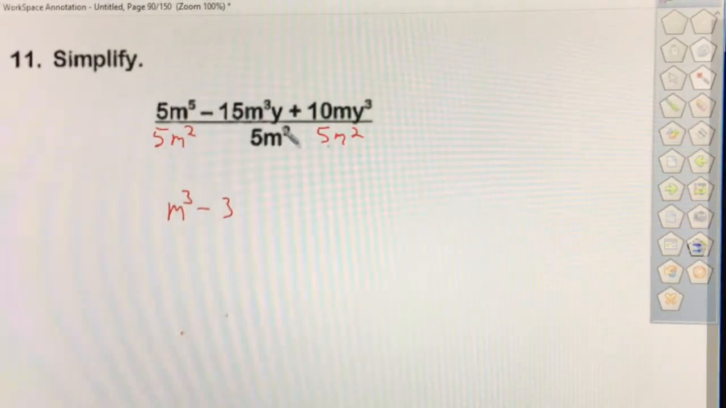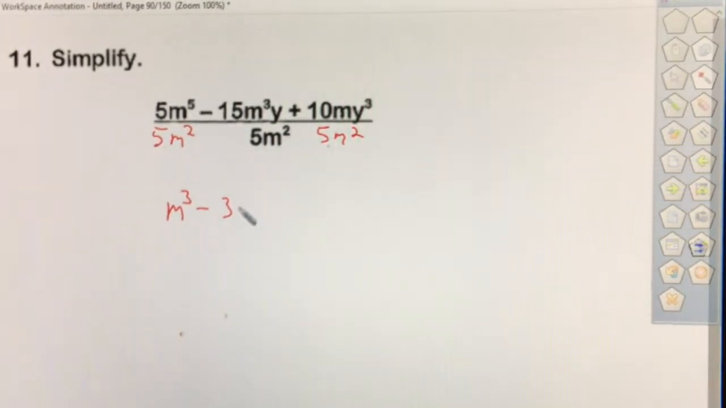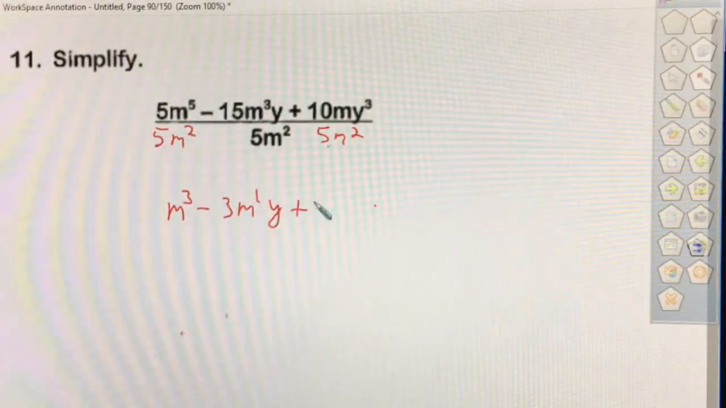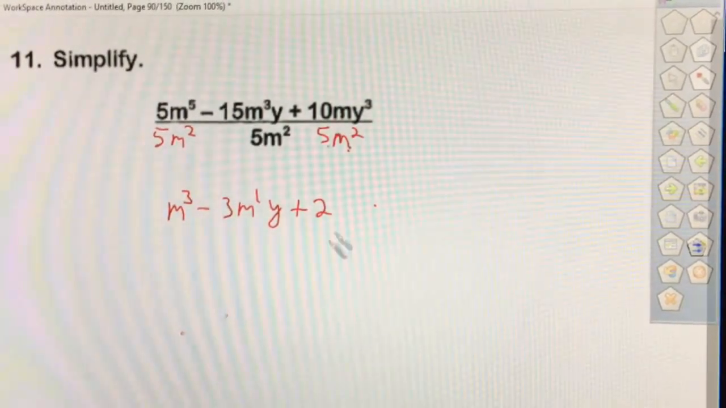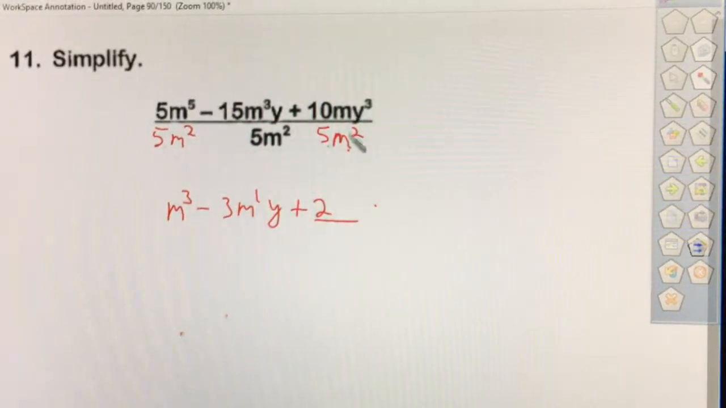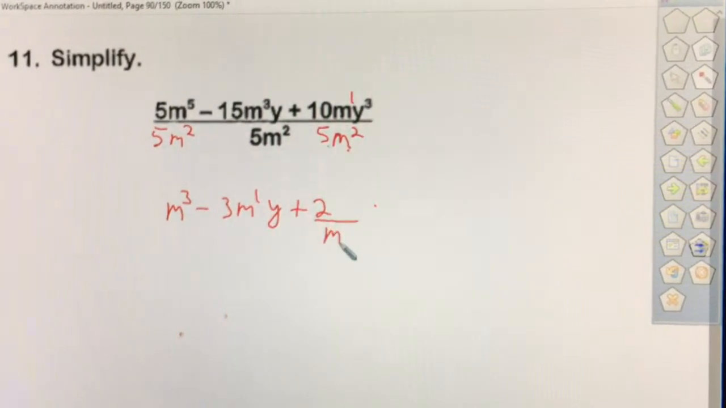M cubed minus, m divided by m squared is 3 minus 2, which is m to the first, but I don't have to write the 1. And the y just comes down because it's technically y divided by 1. 10 divided by 5, don't forget to bring down the plus sign, is 2. M divided by m simplifies. Y cubed, whoops. No, m divided by m doesn't simplify. This is going to leave me with a fraction over here. M divided by m squared, that's going to give me 2 minus 1, or m on the bottom, y cubed on the top. And that is my final answer.